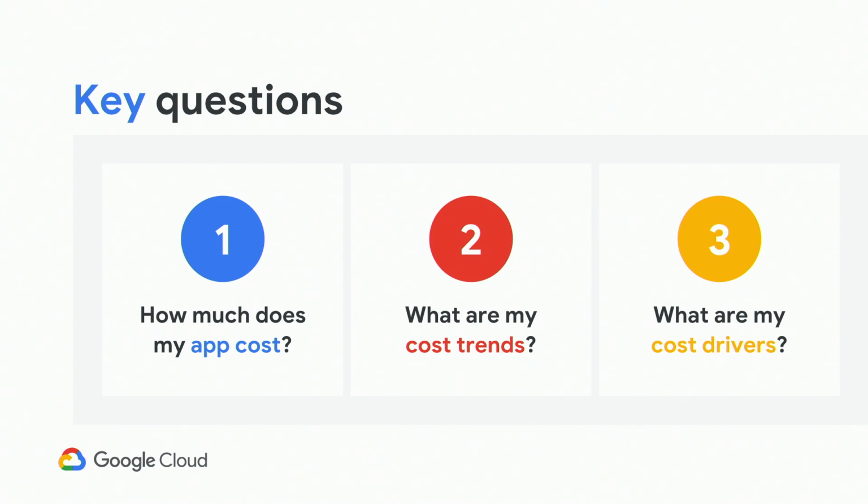The second question is, what are my cost trends? So where are my costs going? What were they in the past? What are the patterns? And what do I forecast the cost will be at current spend rates or given a new application build out? And then finally, what's behind those trends? What are the cost drivers? Are there users who are more expensive than others? Are there applications that I could optimize? Things like that.